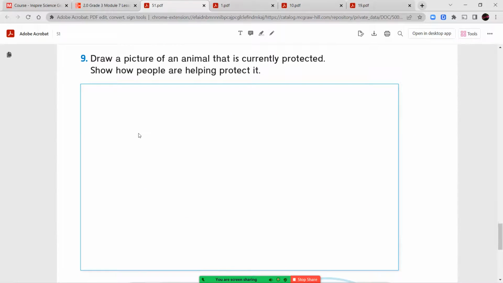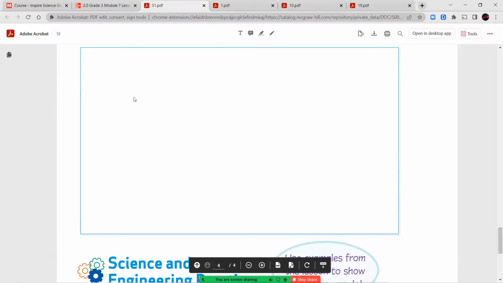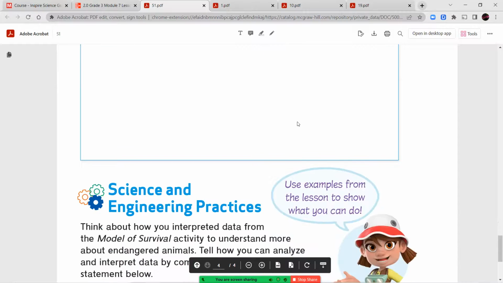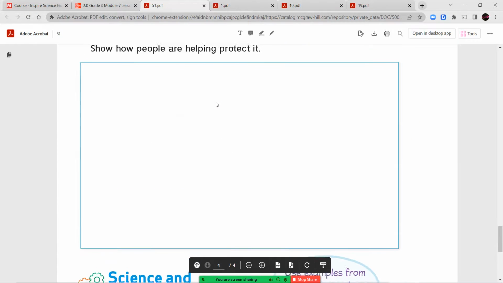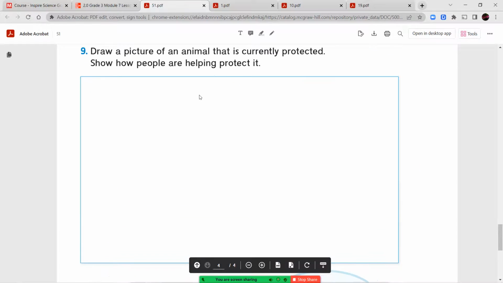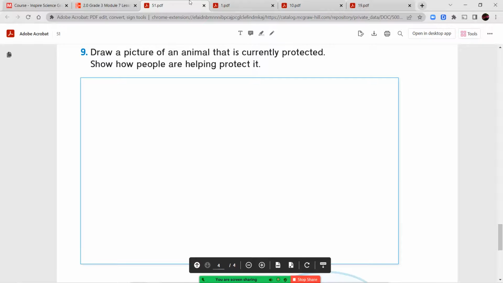Here it says, draw a picture of an animal that is currently protected. Show how people are helping protect it. So draw your picture and please label it. Put down information. And remember, you don't need to answer the I can statement. Just make sure you draw as neatly as you can, and your labels are written out very neatly as well.